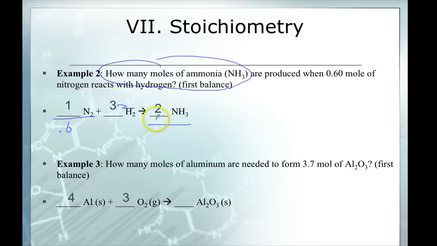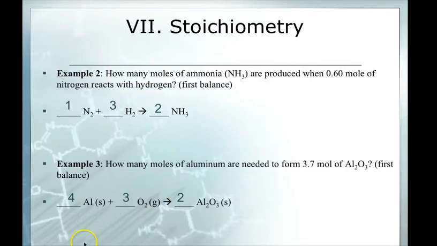What is that going to do to the 2? Well, this is an easy one. Notice that the ammonia is twice the nitrogen. So whatever this is, this is going to be twice that. So if you double 0.6, you're going to get 1.2 moles. So the answer to this would be 1.2 moles of ammonia. Okay.